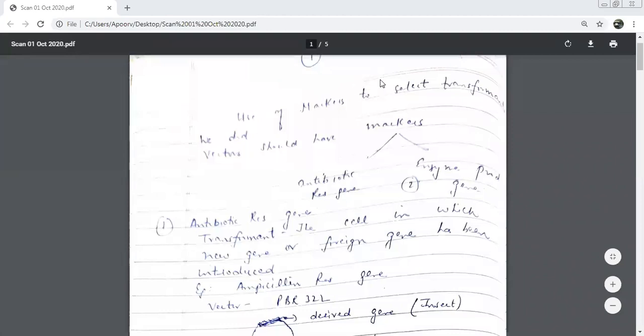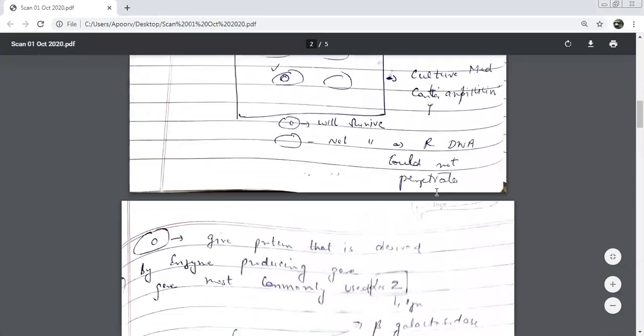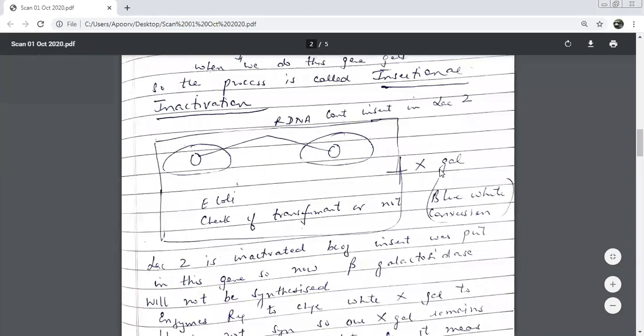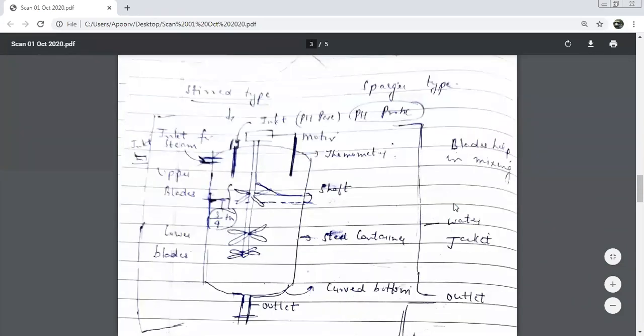Beta, I had taken up use of markers to select transformants on Saturday. I'll be taking up this topic again as a revision, but before that, let me complete what I was doing that day. I was doing bioreactors, if you remember. We were doing this bioreactor. This was the stirred type of bioreactor. The first type of bioreactor, I told you we have two: stirred type and sparger type.